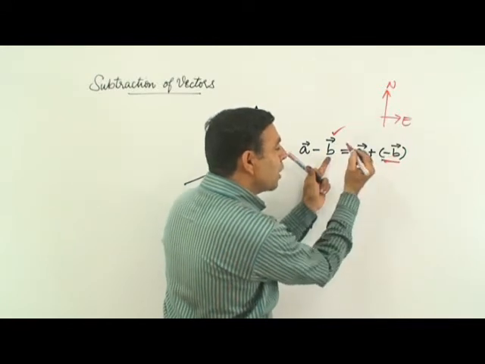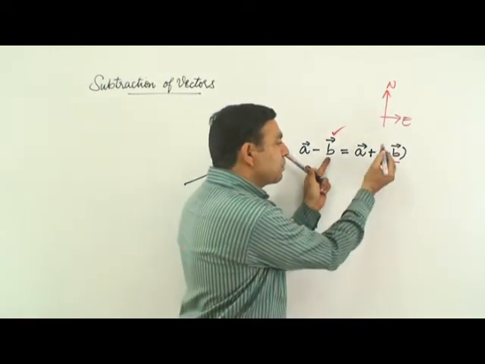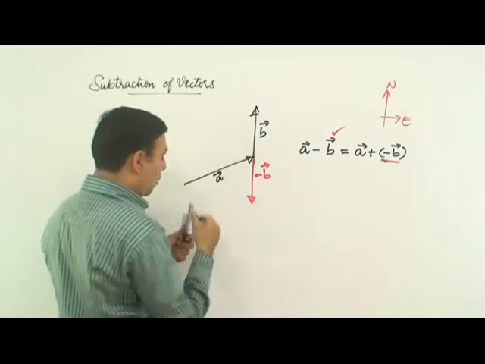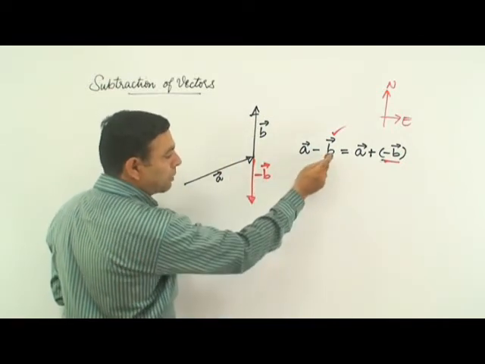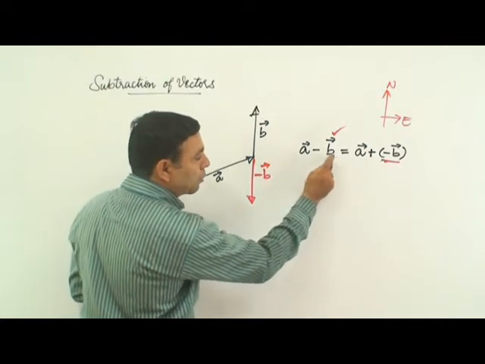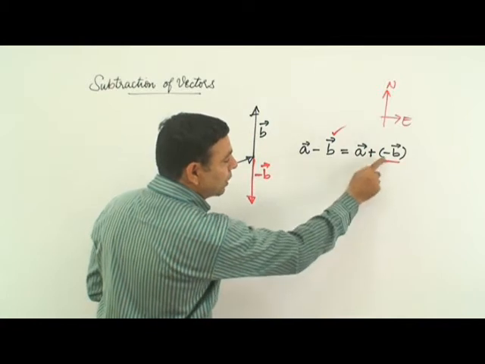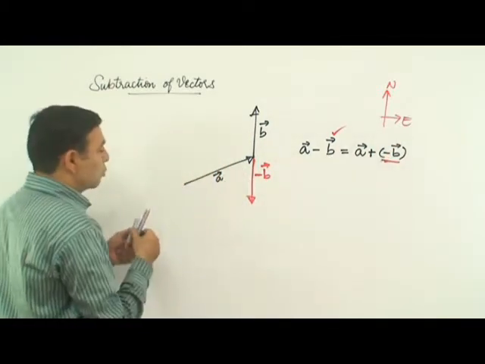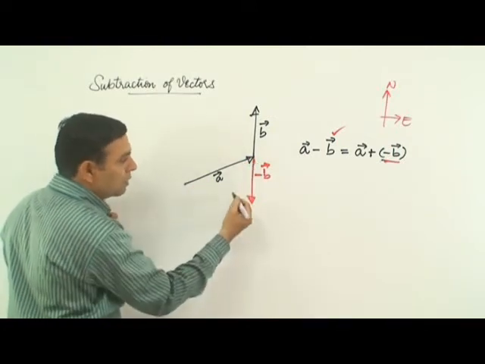The vector which is to be subtracted is negated. It's made negative and then it is added to this vector a. Right now I need a minus b, so I need to subtract b. So the vector which is to be subtracted is b. I need to take the negative vector of b, and add it to vector a. So a minus b is going to be a plus minus b. So this minus b, I need to add it to a.